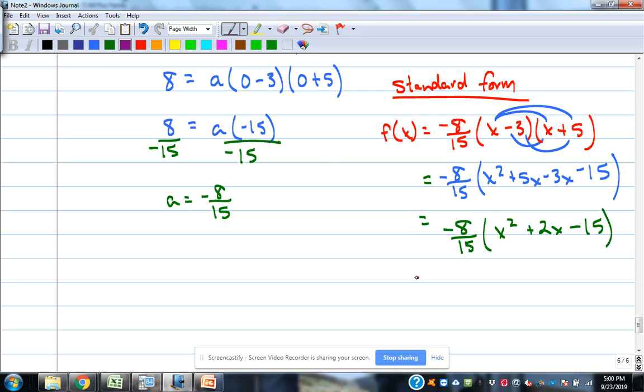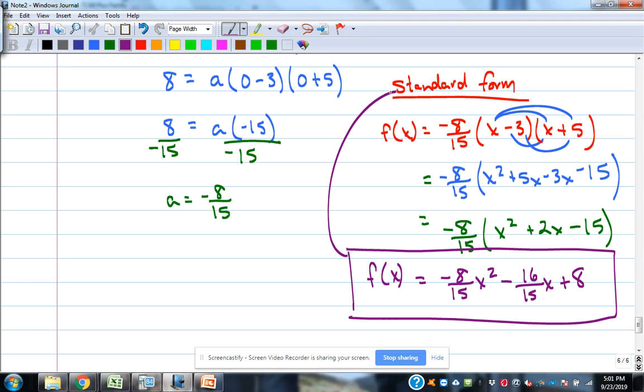And then I'm distributing -8/15 to that. So that's -8/15 x squared minus 16/15 x plus 8. And there is finally our standard form for that. So standard form given those points.